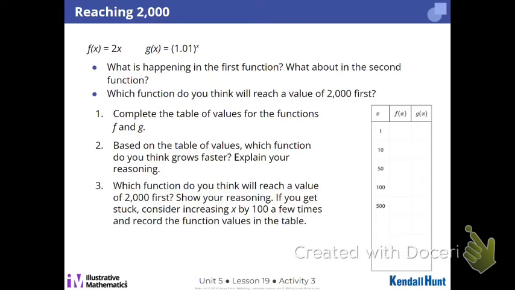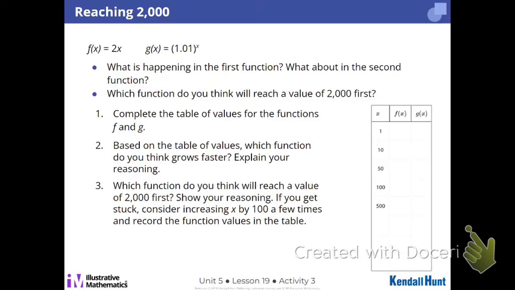Just looking at the function, what are things you know about your function? Then for numbers 1, 2, and 3, you're going to fill out your table. You're going to say which one grows faster and which one you think is going to hit 2,000 first. But first, I want you just talking about what you know about these functions, just looking at them.